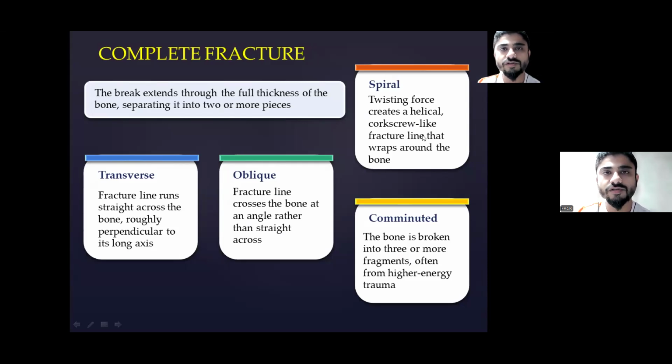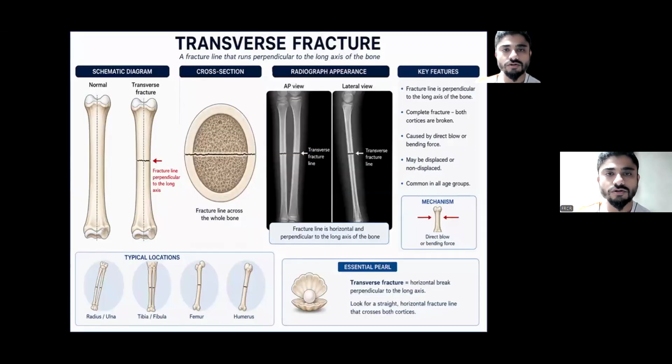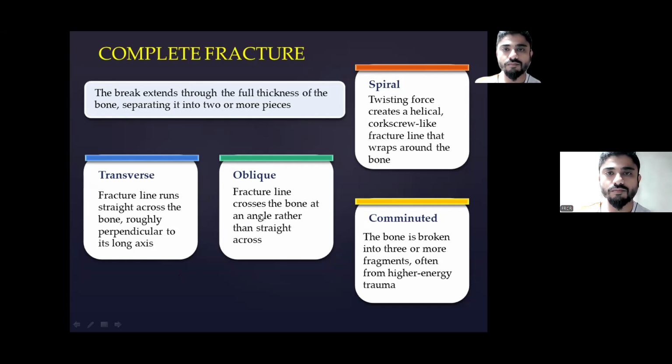We will see how the spiral fracture looks like. Then comminuted fracture, where the bone is broken into 3 or more pieces, often from higher energy trauma. Now coming to the first, so we will discuss this in more detail. Now we are going to discuss transverse fracture.